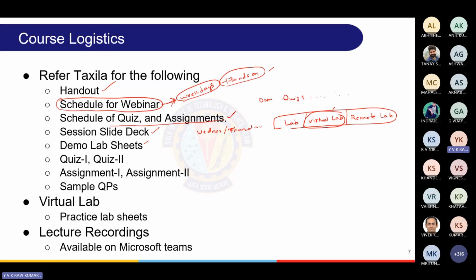Also, by this time, I hope sample question papers are available. Otherwise, maybe next week, you can see sample QPs on every course page. I think these are all already familiar, as I already mentioned.